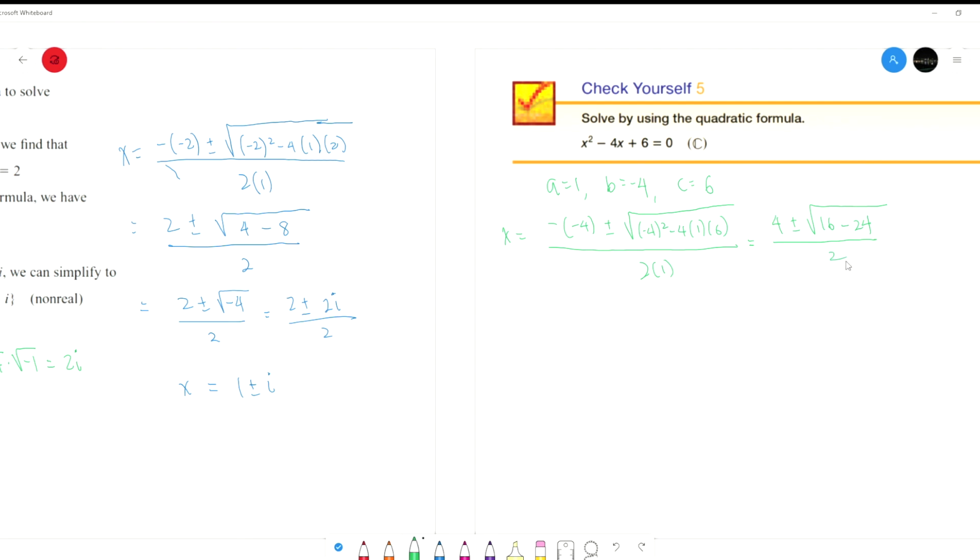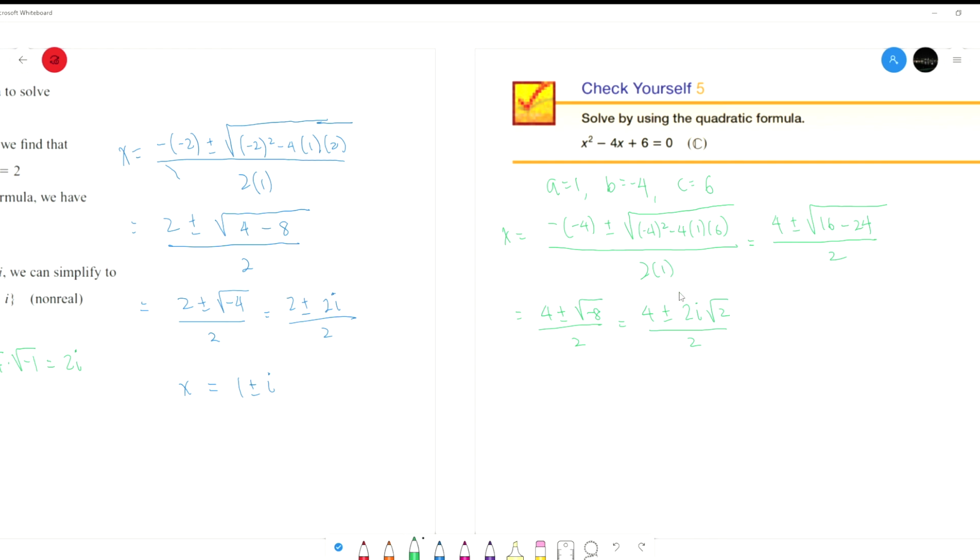And as you can see, 16 minus 24, that's negative 8. So 4 plus or minus the square root of negative 8 over 2. So we need to simplify square root of negative 8. So hopefully you got 4 plus or minus, this is 4 times 2, right? So square root of 4 is 2, and your I root 2 over 2. Did everyone get that far?